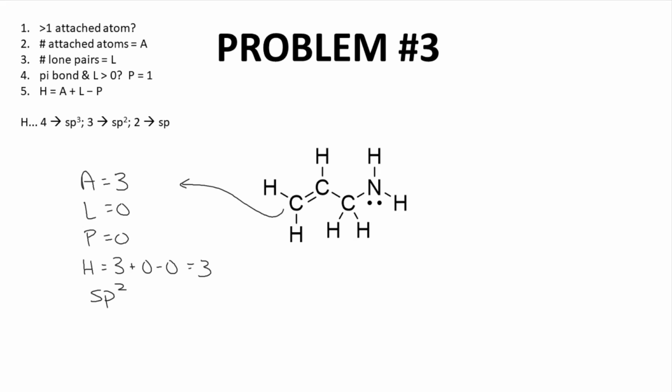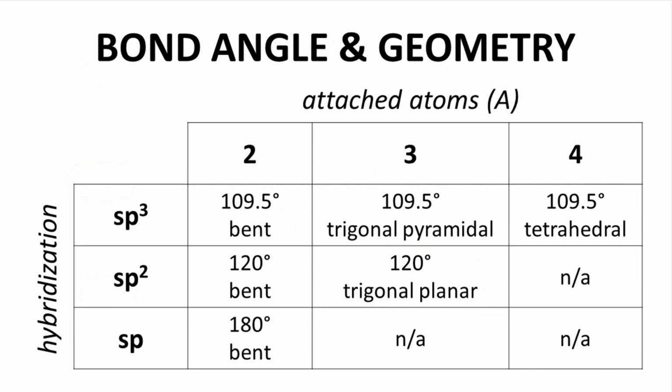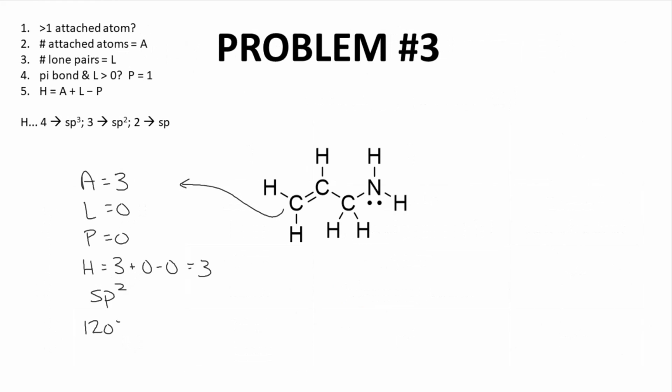Well, that's a new value. Let's take note of our attached atoms, that's 3, and sp2, and let's go to our table and figure out what that combination gives us. So our hybridization is sp2, and our attached atoms is 3. So for that carbon, 120 degrees is the bond angle, and trigonal planar is the geometry. That carbon is flat. Carbons that are parts of double bonds are flat.